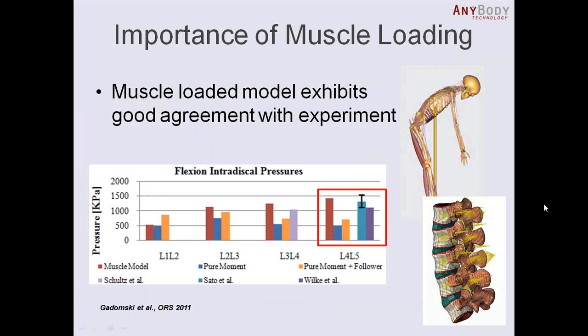In a similar study by Gadomski and co-authors, AnyBody was coupled this time with the Abaqus finite element software to look at intra-discal pressure during a trunk flexion maneuver. With the Abaqus model, muscle loading was compared to application of a pure moment with or without the addition of a follower load. And these results were compared to experimental data previously reported by Sato and colleagues, and also the study by Wilkie et al. that we saw previously.